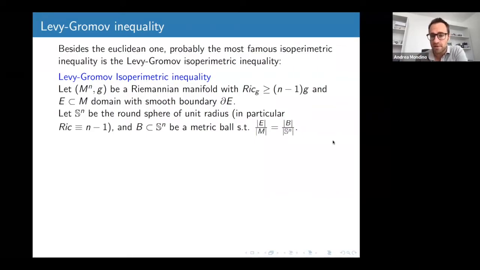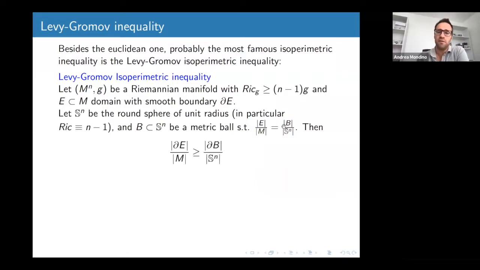What do I mean with the renormalized volume? I mean that I take the volume of the set E, I normalize it by the volume of the ambient space M, and I want this to be equal to the ratio between the volume of the metric ball over the volume of the sphere.